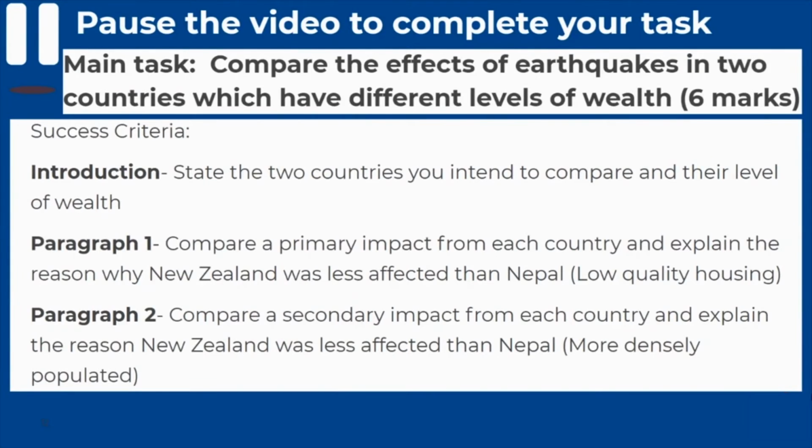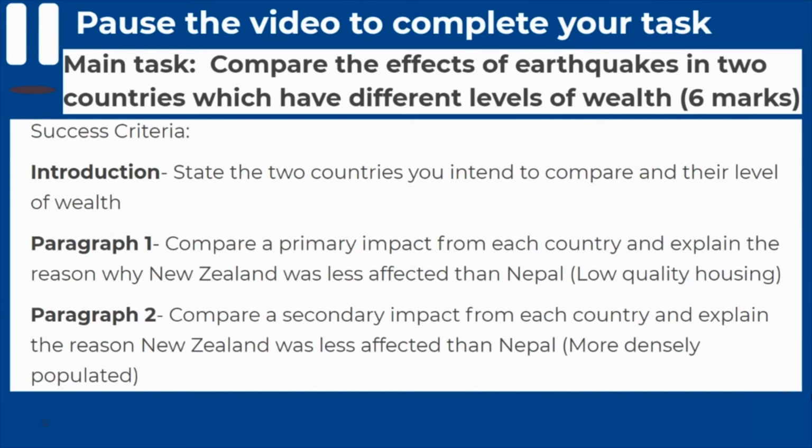Okay, so what we've been building up to is this question. And this question is a really typical question that you could be asked, which asks you to compare the effects of earthquakes in two countries that have different levels of wealth. So we looked at New Zealand, our high income country. We've looked at Nepal as our low income country. Now remember, we have primary and secondary effects. And once again, this is a sneaky question. So it's compare the effects of earthquakes, it's plural. So it's expecting you to talk about both primary and secondary.